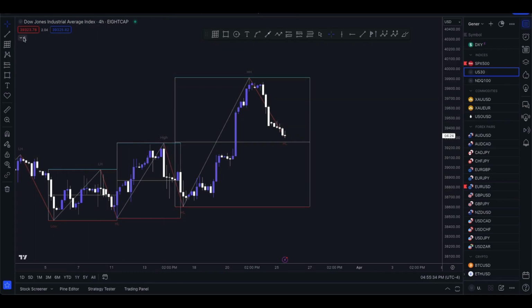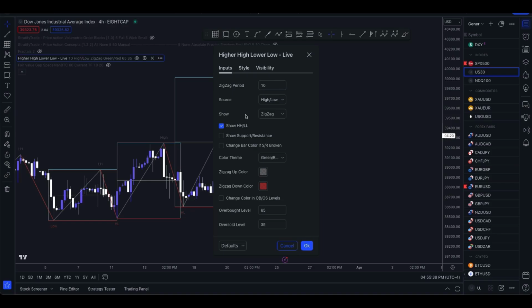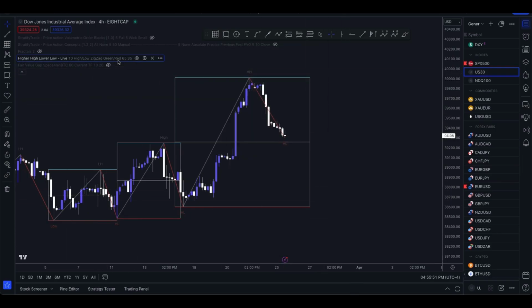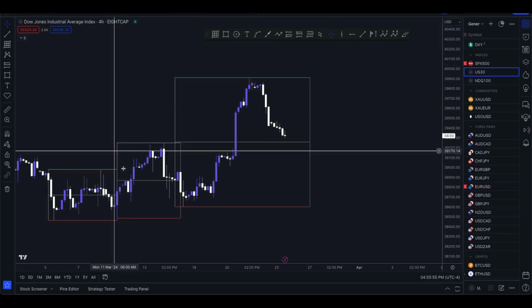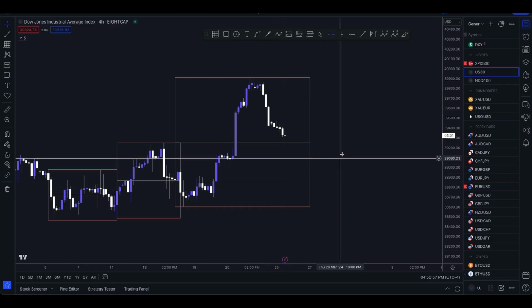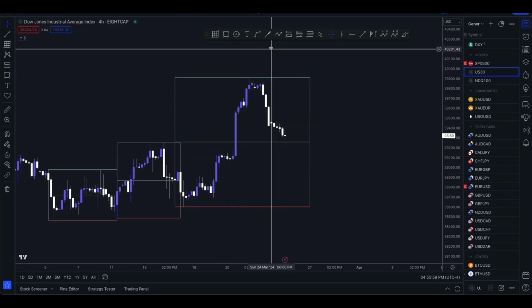And if you want to copy my settings, I have linked this indicator in the presentation so you can download it. These are the settings that I use for this higher low indicator. You don't have to use an indicator if you don't want to. I just like using it because it gives me a pretty good general idea. Okay, so let's move on with the next part.